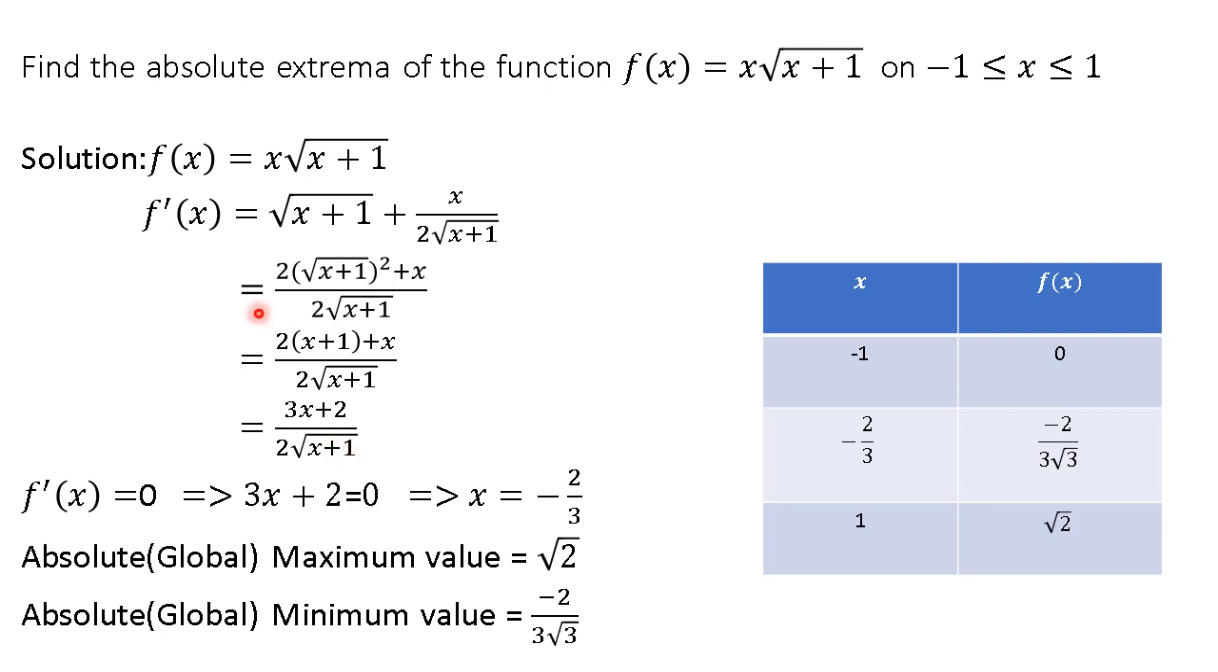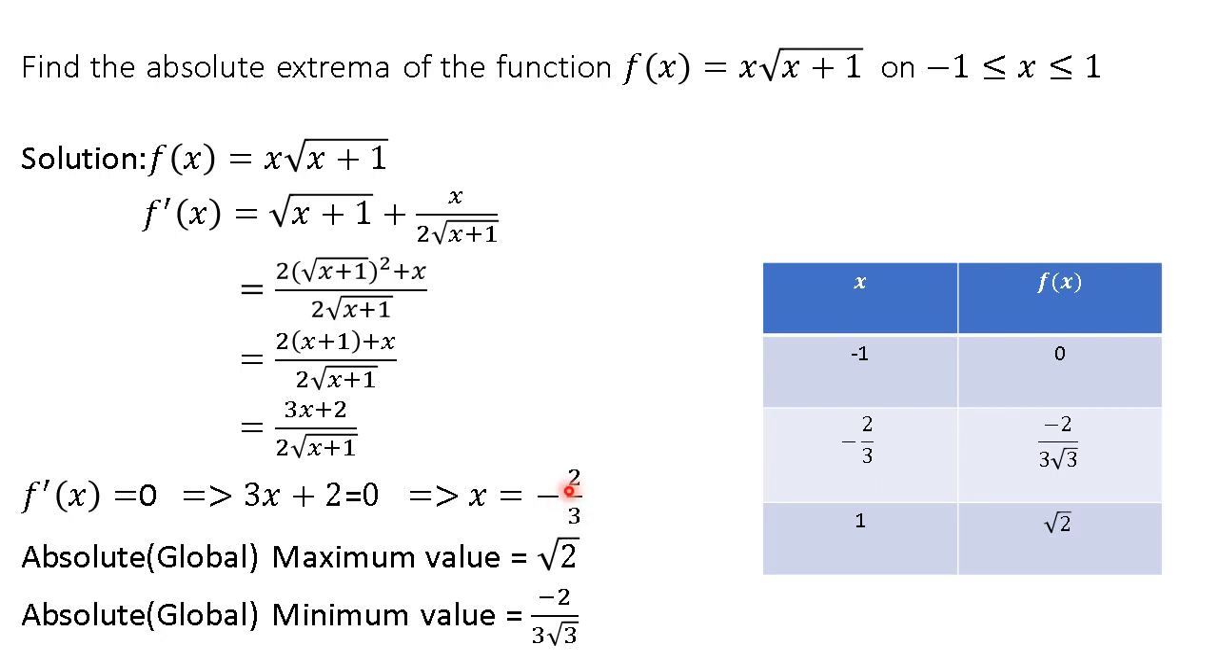Next step is equating f dash of x with 0. It implies 3x plus 2 divided by 2 into root of x plus 1 is equal to 0. Here in the numerator 3x plus 2 is there. The denominator goes to the RHS and it becomes 0. Therefore remaining is 3x plus 2 is equal to 0. Therefore x is equal to minus 2 by 3. Here we have only one critical point, that is minus 2 by 3.